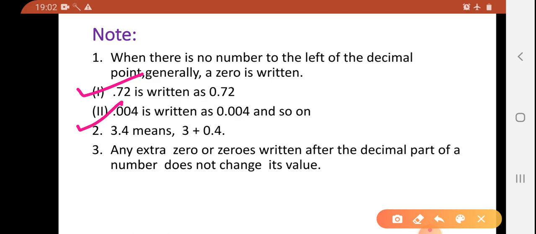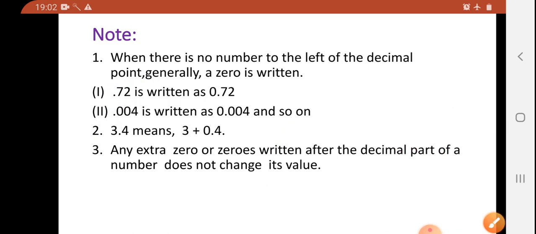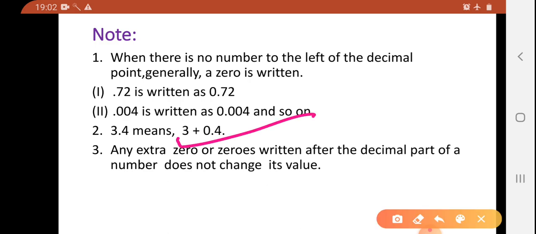Second note: 3.4. What is the meaning of 3.4? Here 3 is the integral part, and 0.4 is the decimal part of the number 3.4.